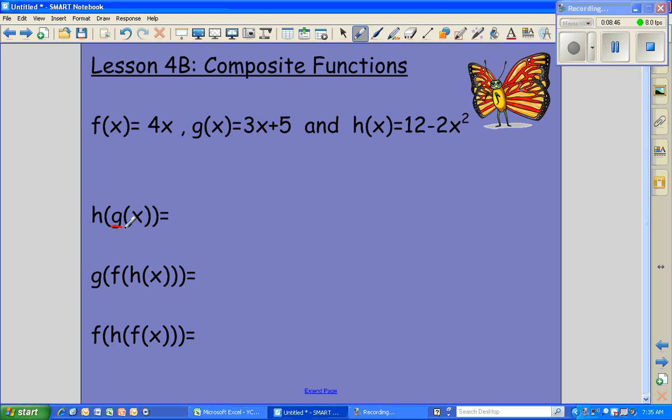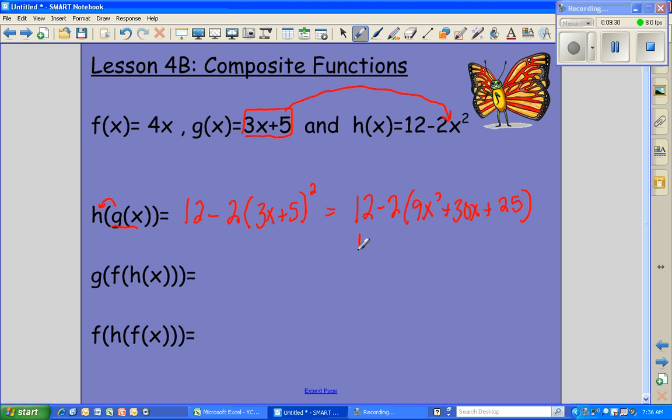So g of x is the innermost function. That's this guy right here. And the guy next to him is h. So we're going to plug him in for x of the h function. So that's going to be 12 minus 2 times the quantity 3x plus 5 squared. Okay, so 3x plus 5 squared is 9x squared plus 30x. That's what we did last unit, plus 25.